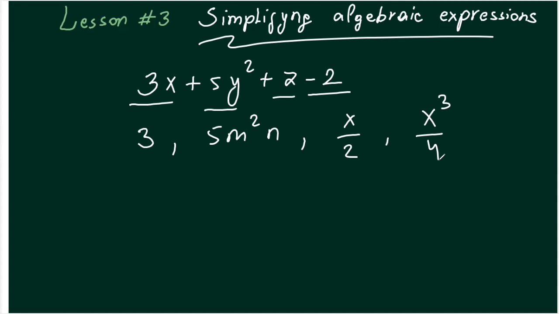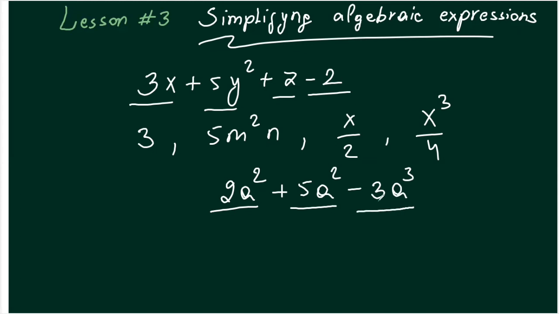So, then what are like terms? Like terms contain identical variables. For example, 2 times a to the second power plus 5 times a to the second power minus 3 times a to the third power. In this expression, 2 times a to the second power and 5 times a to the second power are like terms because each term has the same variable with the same power. But negative 3 times a to the third power is not a like term with these terms because this has the same variable but with a different power.